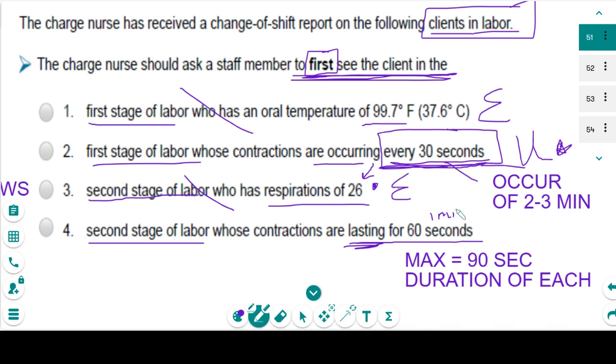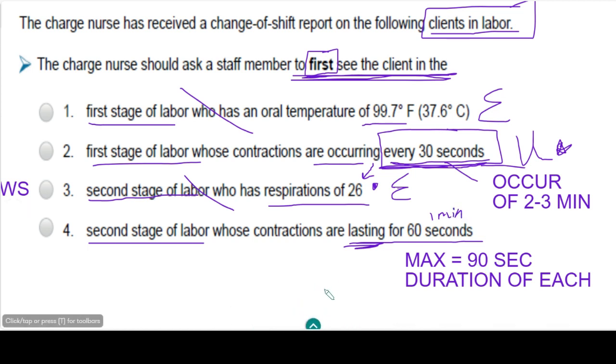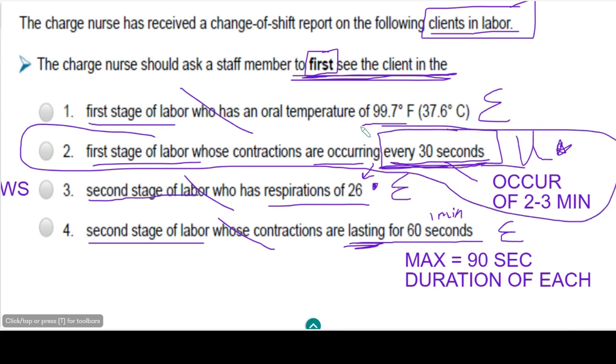It's under the max. It is expected that it might drop down a little bit, but it's not over, and that's where it would be concerning. So we can get rid of that. We're going to say it's expected. So we're left with one option that is unexpected. These contractions are occurring too frequently. They're not far apart enough. They're not giving any let up or any space in between. So yeah, this one we need to see first.